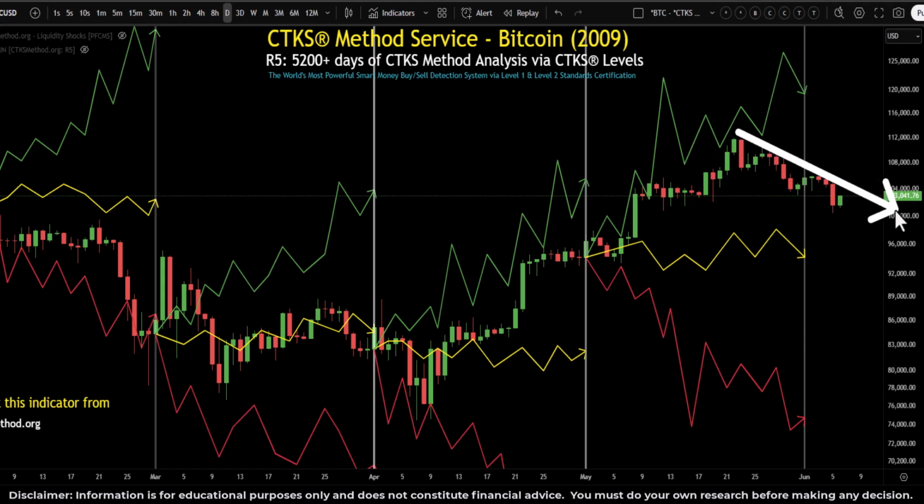One thing that you've got to make sure of is that you don't get caught in fake outs. Also, a lot of people will just naturally assume that there's structural support around this area. In fact, there is no structural support at that area. It's above it and below it. But with level 1 and level 2 standard certification, you can mark up your charts and you can see exactly where the structure is.